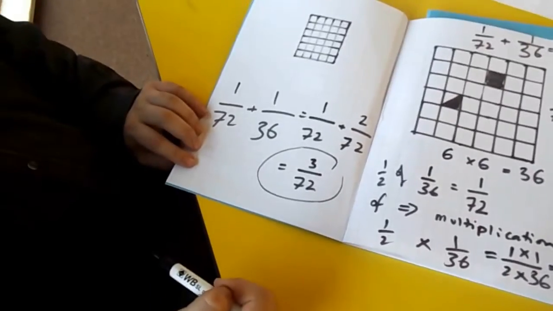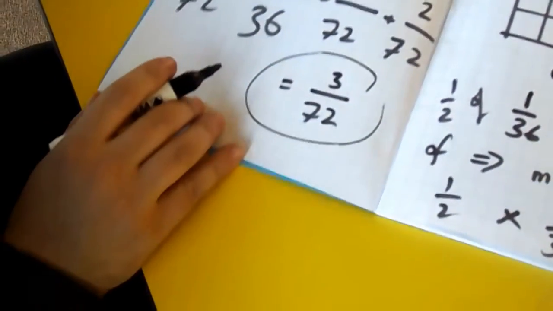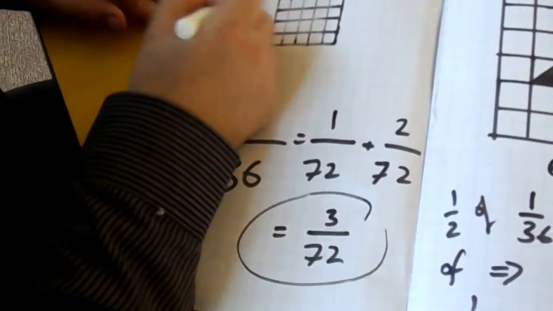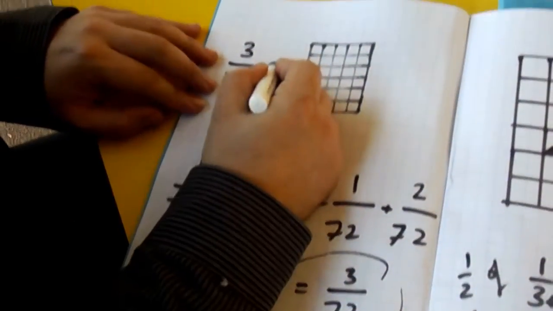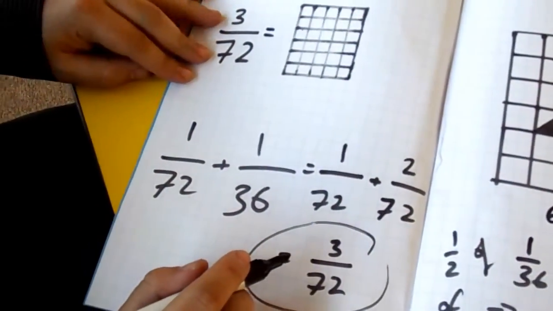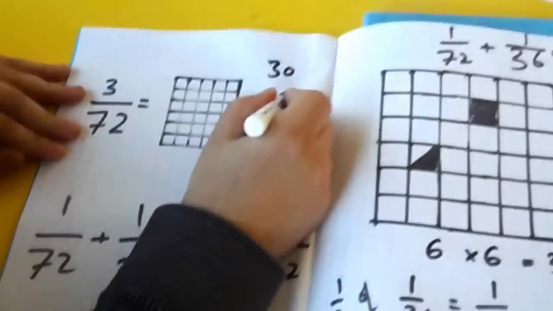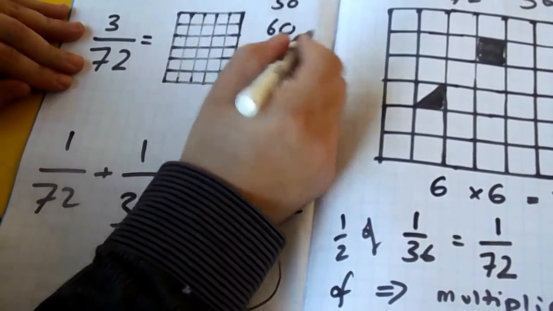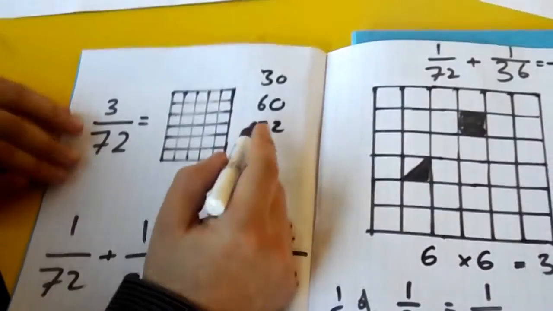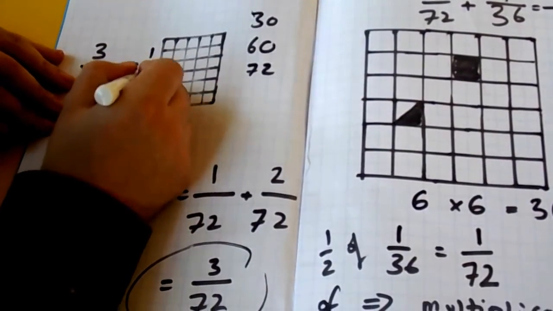Can that fraction be simplified? To simplify fractions, the way I do it is I look at both the top number, the numerator, and the bottom number, the denominator, and work out what times table they are both in. The only one I can think of is possibly 3. Let's check it out. 30, 60, plus 12 is 72. So it's 10, 20, and then 24. So it's 1 out of 24, simplified.